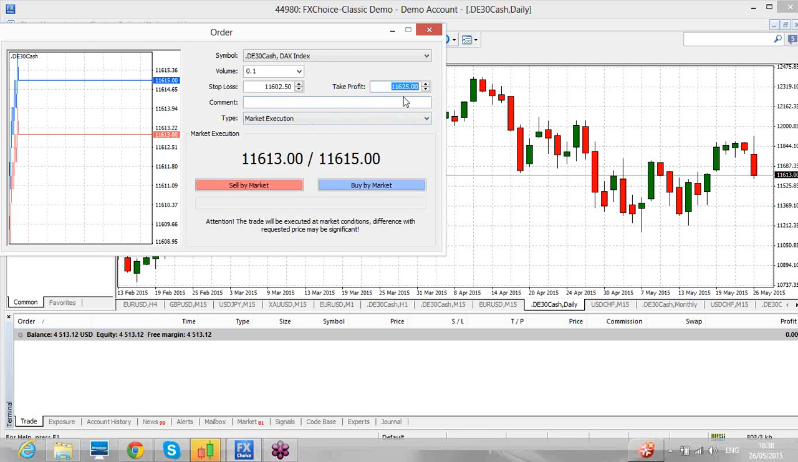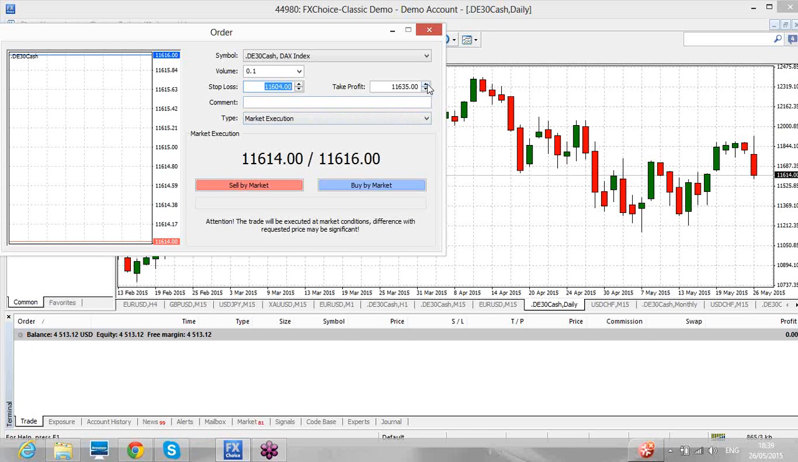Now we can leave our stop here at 10 points, and if we're looking for a 1-to-2 risk reward ratio, we'll move this up to 11635. So now we've left our stop as it is, so we're risking roughly 10 points. Again, the market is moving here, so we'll adjust it accordingly. We're now risking 10 points to try and get a profit of 20 points. So we're risking 1 and our reward is 2. That's a 1-to-2 risk reward ratio.